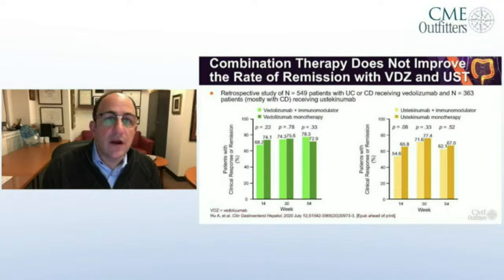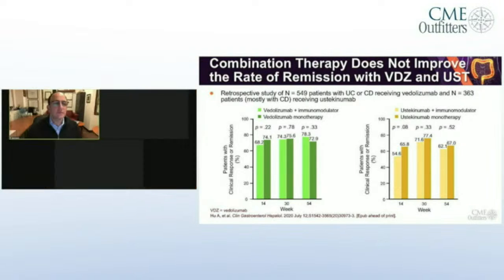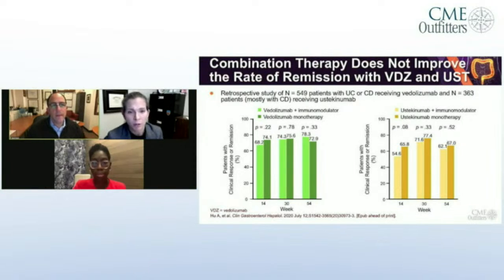I could ask Millie, are you doing the same with your ustekinumab and vedolizumab patients? I am using them as monotherapy, with the exception, sometimes a patient may have a lot of joint extraintestinal manifestations that isn't fully managed by these agents. And so in those scenarios, I'll use methotrexate with it to help from the extraintestinal standpoint. But again, I'm not using it for primary efficacy.